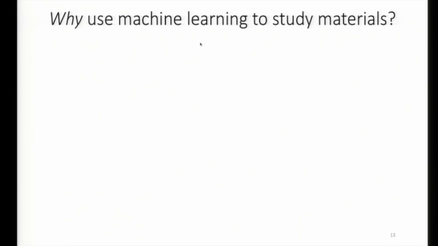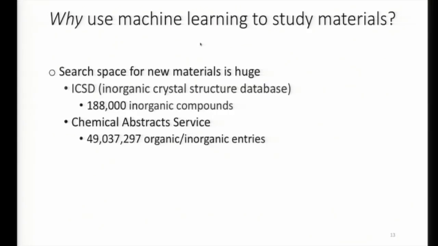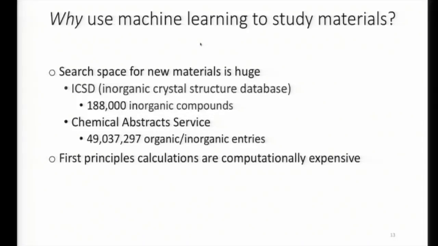So why do we want to use machine learning anyway? Why not do a lot of experiments and a lot of calculations? Well, there are a lot of potential materials out there. For instance, the ICSD, the Inorganic Crystal Structure Database, has over 180,000 entries. The Chemical Abstracts Service has over 49 million organic and inorganic molecule entries. So the search space is quite large. So doing serial calculations can be quite challenging, and doing serial experiments is going to be slow and expensive.